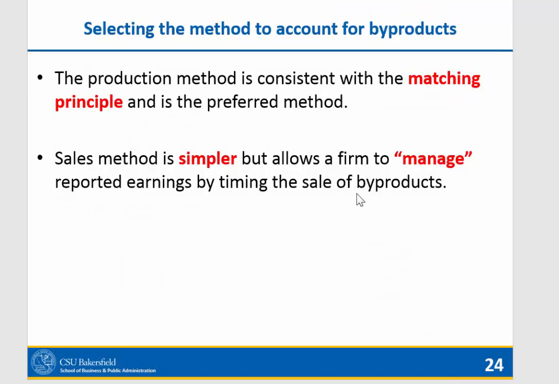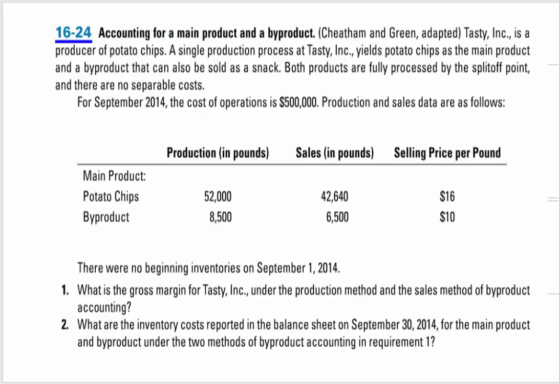So it's simpler and allows firms to manage reporting of earnings by timing the sale of the products. As an investor looking at the financial statements, you would be careful with which method they have applied in terms of byproducts. If they apply the sales method, then I would be very cautious, because maybe there are some earnings management issues there. They might manipulate earnings and the income statement. So that's basically the tricky thing here.